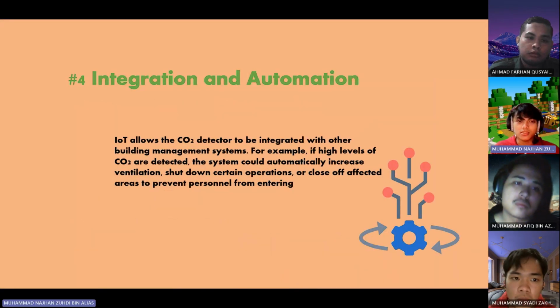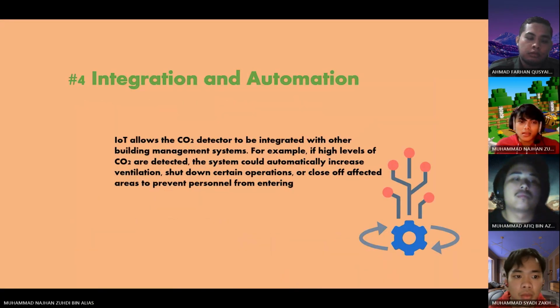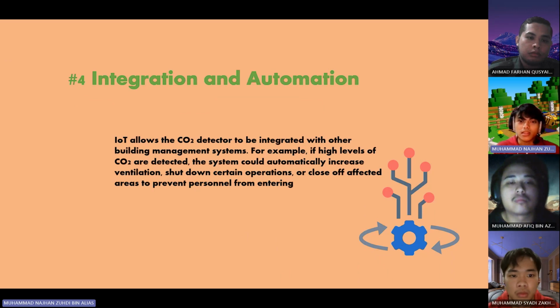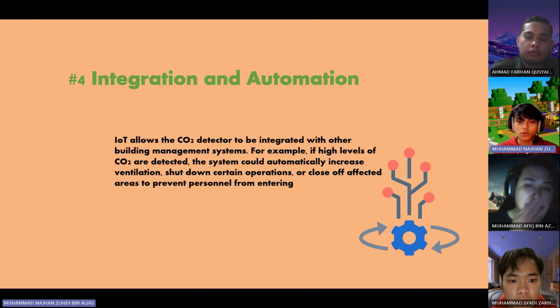The next one is integration and automation. IoT allows the CO2 detector to be integrated with other building management systems. For example, if high levels of CO2 are detected, the system could automatically increase ventilation, shut down certain operations, or close off affected areas to prevent personnel from entering.